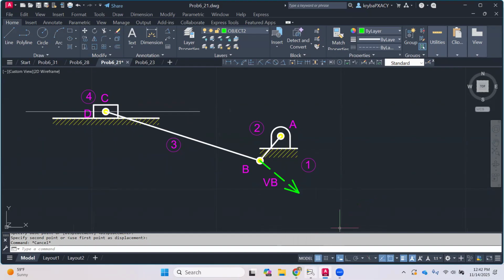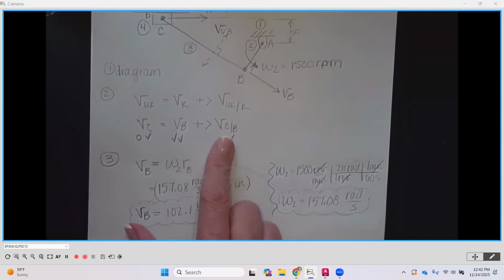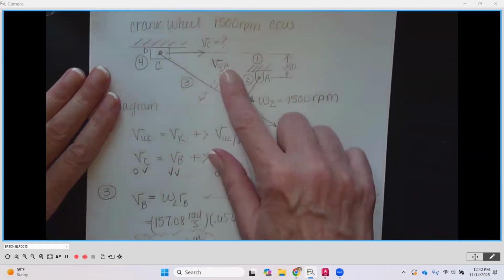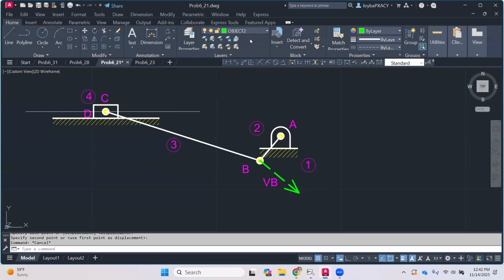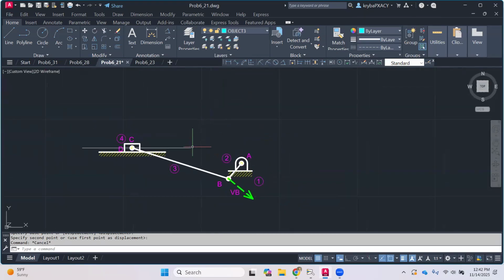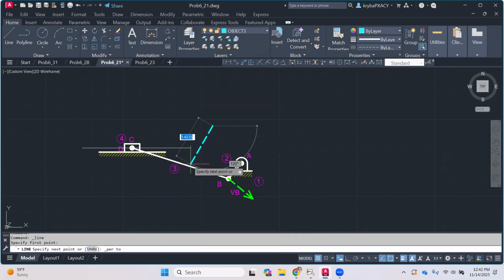The next one, if I go back underneath here, I've got VB done. Let's put on the direction for the velocity of C relative to B. That is going to be perpendicular to link number 3. So we're going to go back over here. I'm going to change my layer, and all I want to do is put a line perpendicular to link number 3. So I'm going to go a line straight from here, and I'm doing shift right mouse button, perpendicular to, and there we go.